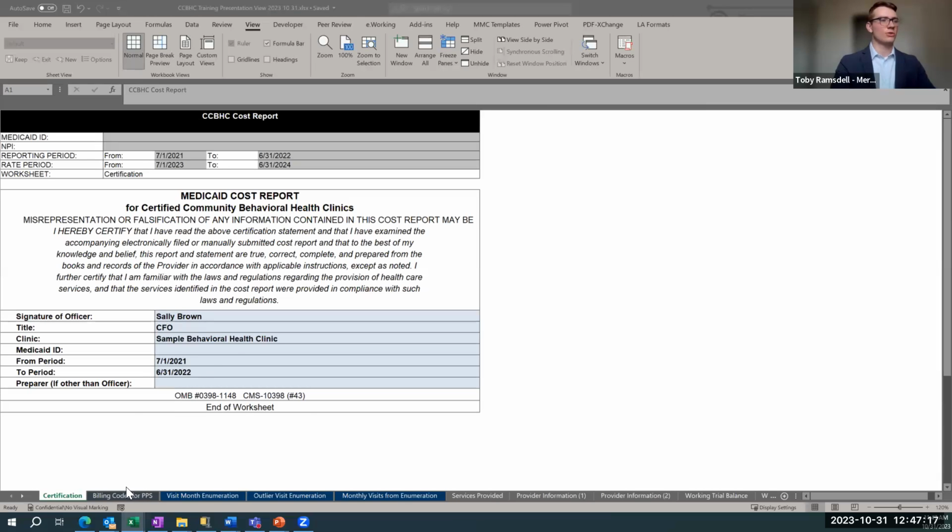All right. So now we're going to walk through a couple supporting documentation slides. These tabs that we're going to walk through, you're not going to find them in the cost report, but I'll let you know when we get back to the cost report. Just keep that in mind. I'll make sure to point it out.